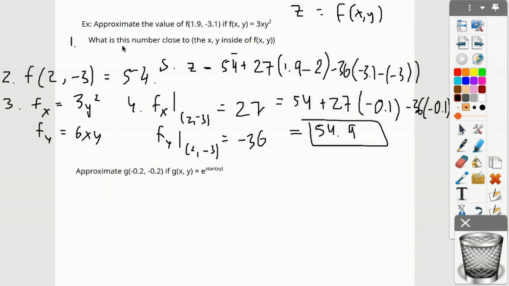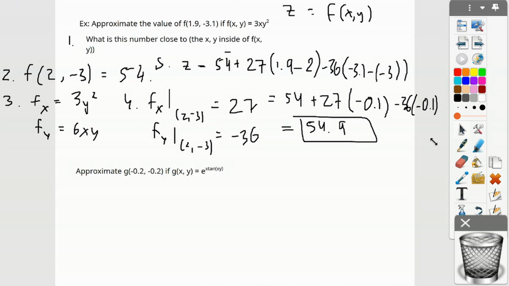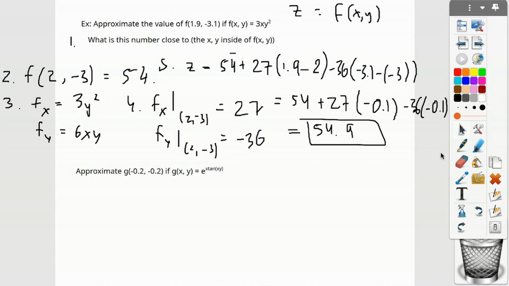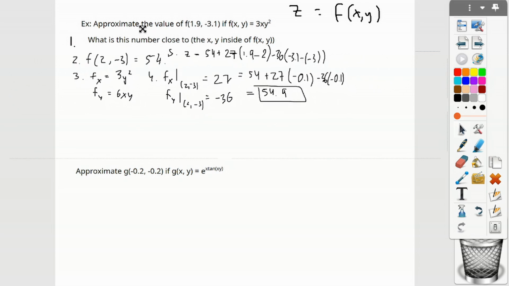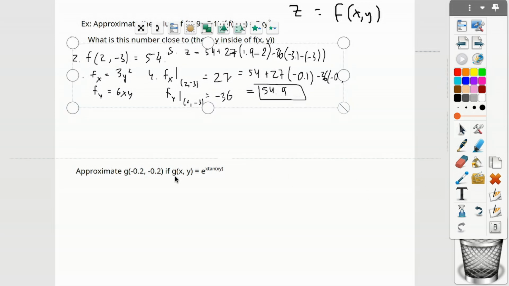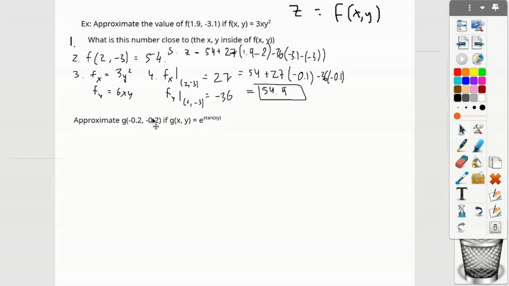Next question, a little bit harder because tan is not a number that we like to mess with. So let's take my work and then we will make it smaller. Okay, this is really messy. But take my work and then we'll make it smaller, and then we will pull this up and approximate g of negative 0.2, negative 0.2.